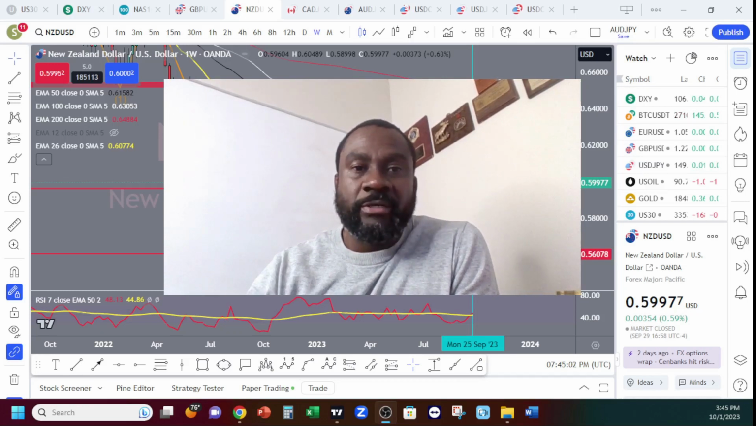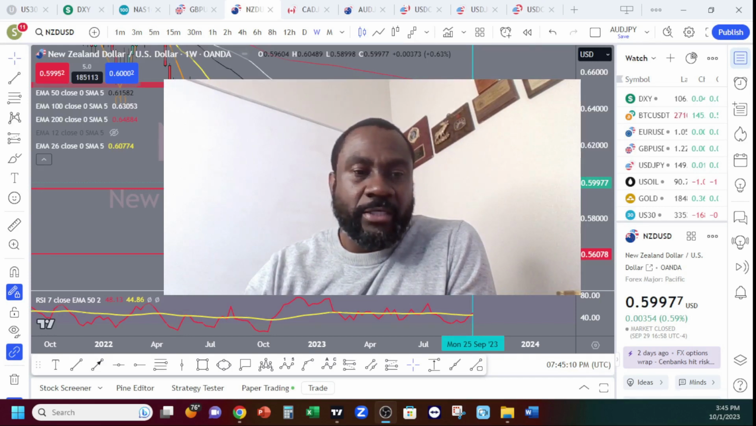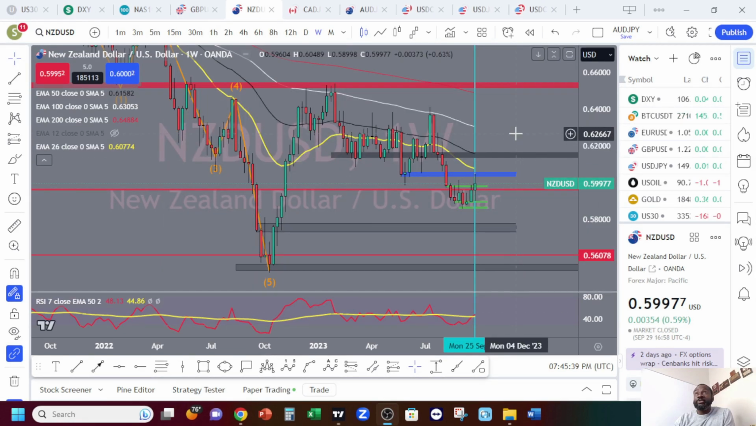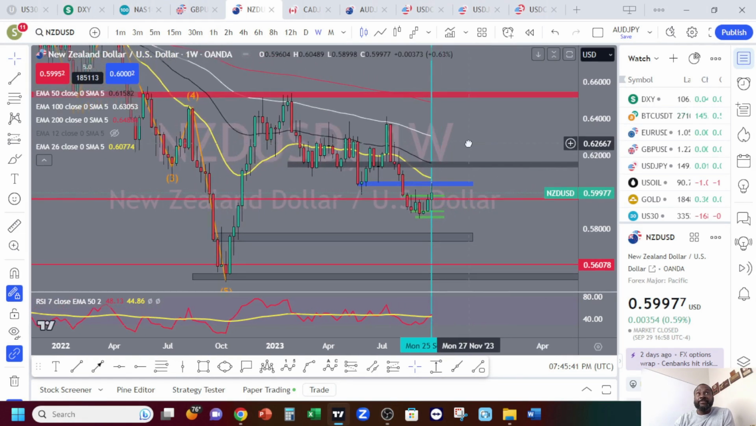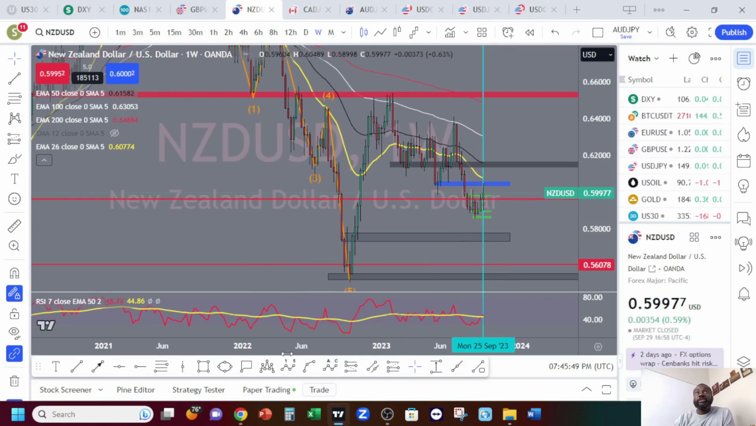So now we're going to review the New Zealand dollar versus the US dollar, NZD USD. This is the weekly time frame. As we can see, the market is in a downtrend.